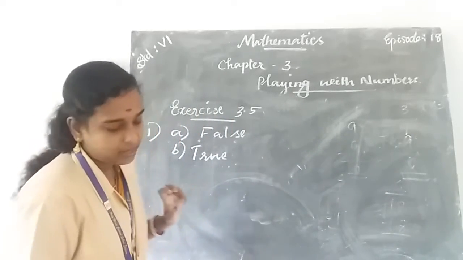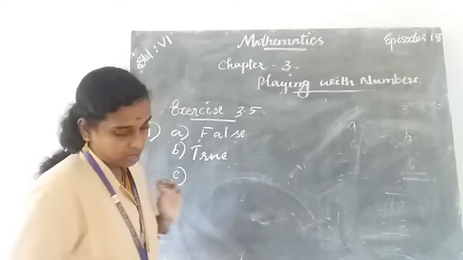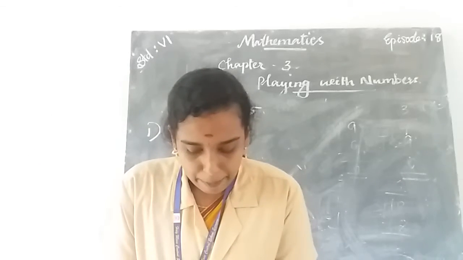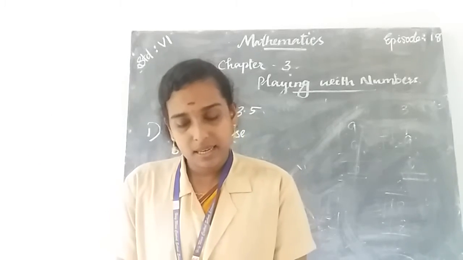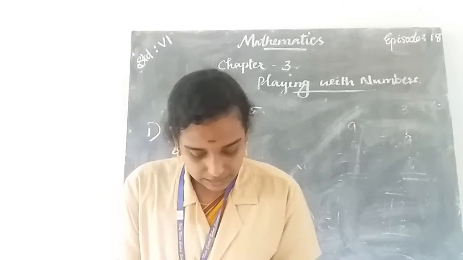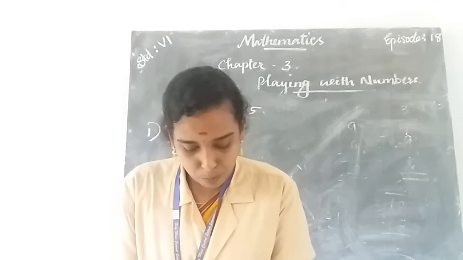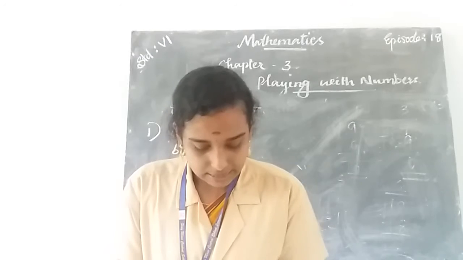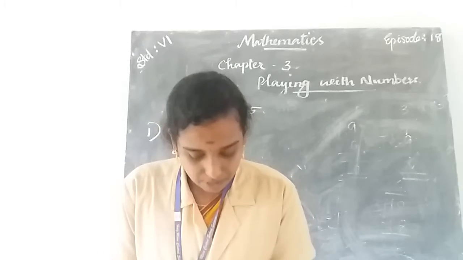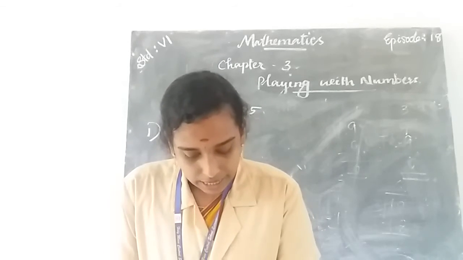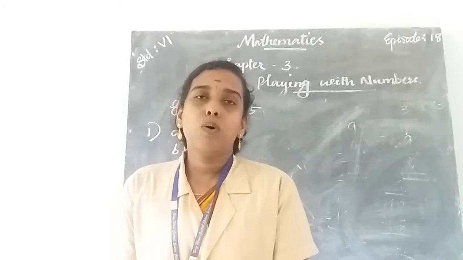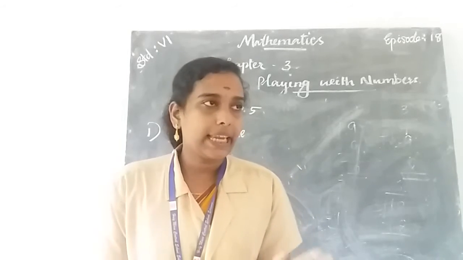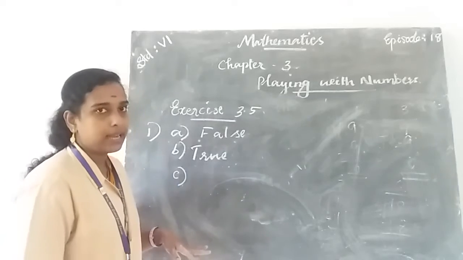And the next, statement C. The statement is: a number is divisible by 18 if it is divisible by both 3 and 6. We take any number that is divisible by 3 and 6.